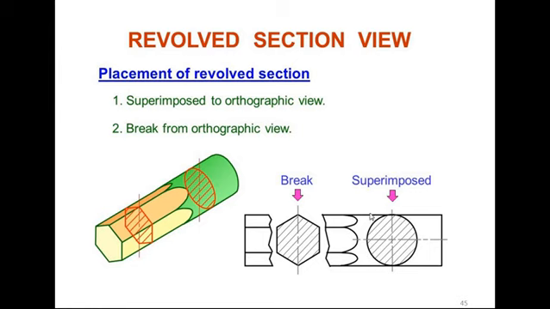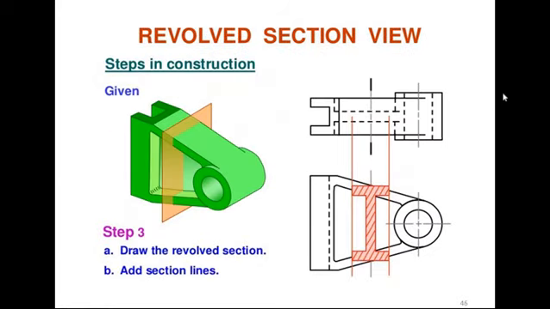So how can we understand one view? By using this revolved section view. Now we will see one more example here, of a revolved section view. This is the object. In this object, when you draw the front view from this side, we will draw it like this.